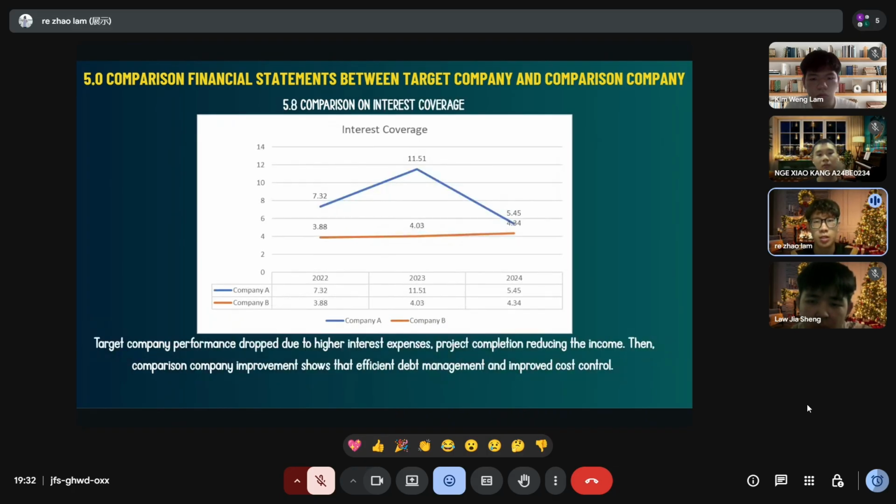So the next is comparison on interest coverage. This graph shows that the target company's performance dropped due to high interest expenses and project completion reducing the income. Then the comparison company's improvement shows efficient debt management and improved cost control.